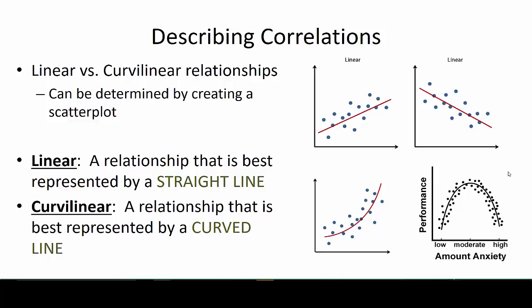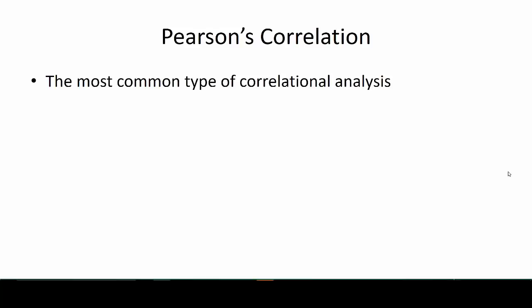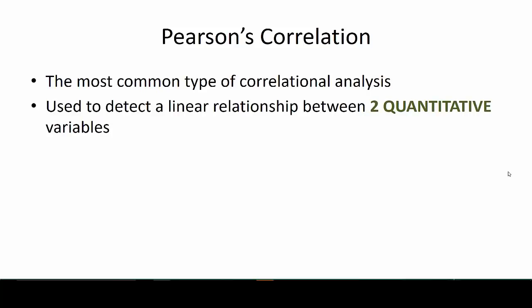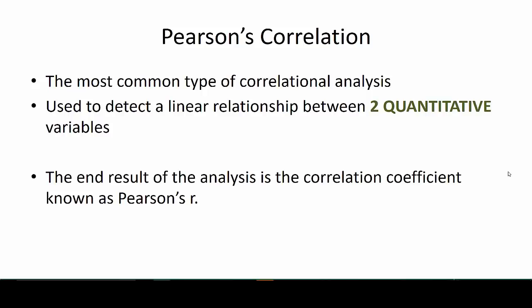In this class, we are going to focus on linear relationships, and you are going to learn how to conduct a Pearson's correlation analysis on Excel. Pearson's correlation is the most common type of correlational analysis. It's used to detect a linear relationship between two quantitative variables. It's only appropriate to conduct this analysis if you're working with quantitative variables.